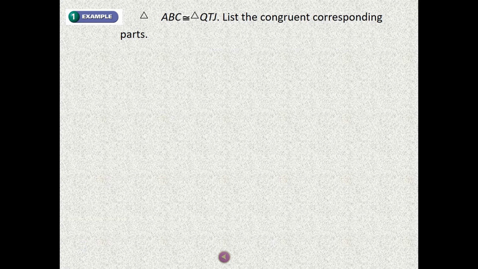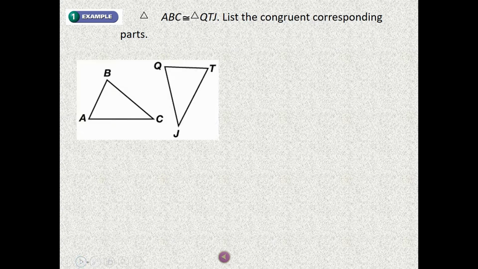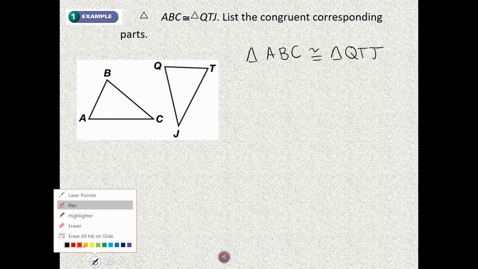In this example, we have triangle ABC is congruent to triangle QTJ, and we need to list all the corresponding parts. So if it is not already given to us, the first thing we need to do is draw a picture. Now, from the congruent statement saying that triangle ABC is congruent to triangle QTJ, the first thing we can do is identify corresponding parts.